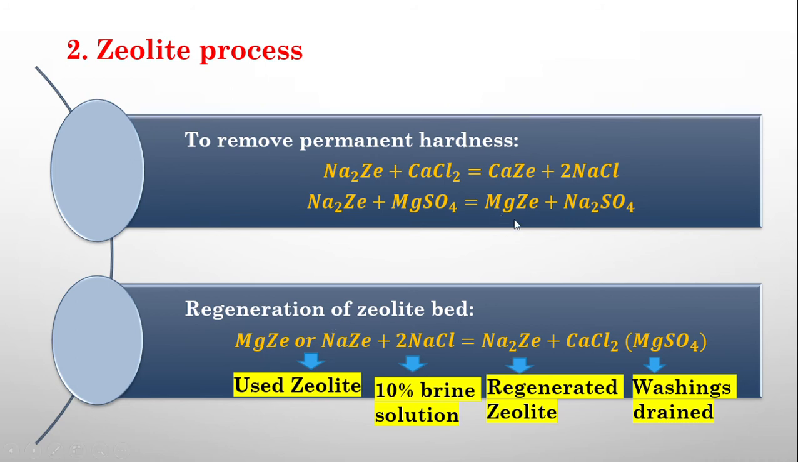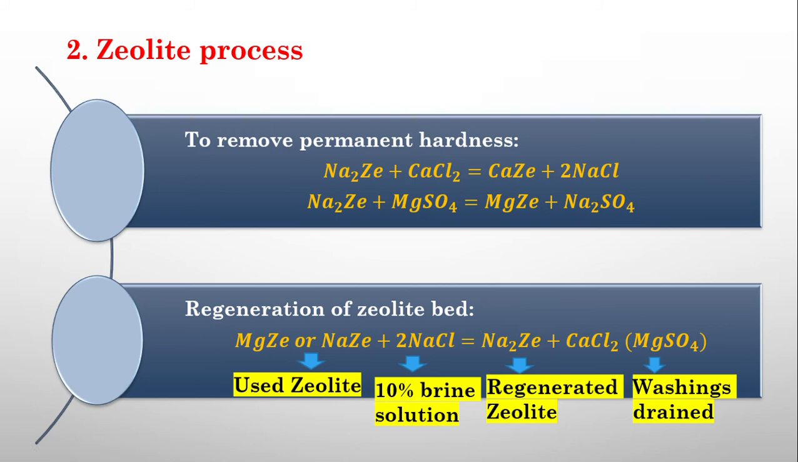The final product you will get is calcium zeolite and magnesium zeolite. When we add brine solution, a 10% sodium chloride solution, to this, it will again produce the zeolite bed, or regenerated zeolite will be produced. The remaining can be washed out. So this is how we can regenerate the zeolite bed after softening one set of water.